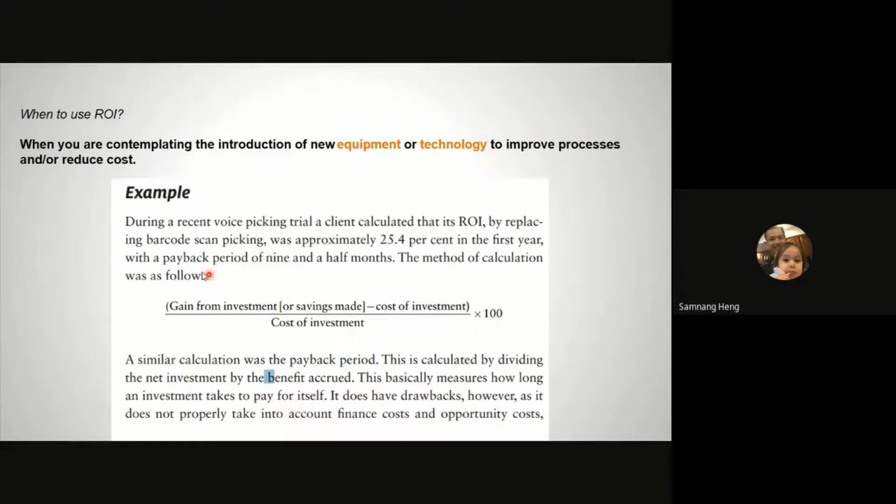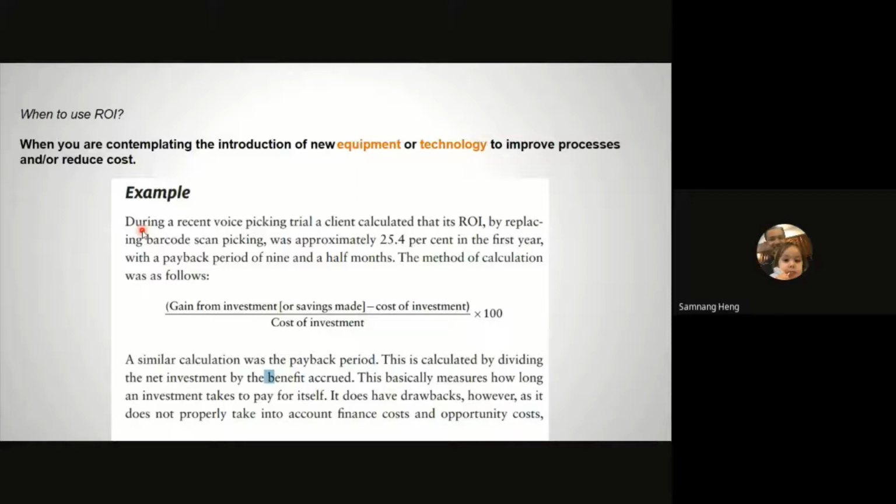Okay, one example of return on investment. This is straight from the book. It said during a voice picking trial. So in a voice picking trial, we use voice recognition to pick inventory. Instead of scanning barcodes, which takes a lot of time and pays a lot of people to scan the inventory, we don't do that anymore. We use voice recognition, like Google, Apple, they use this kind of technology. But it's not really perfect yet. It's still in the trial process. So the company decided to use a voice picking trial.